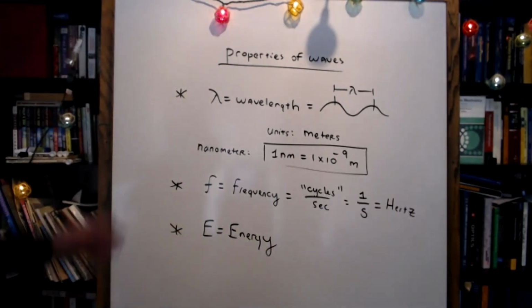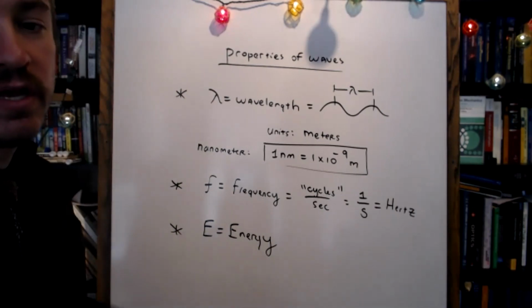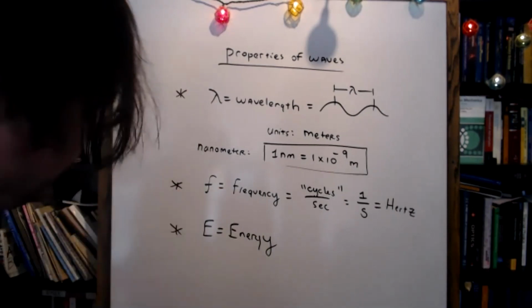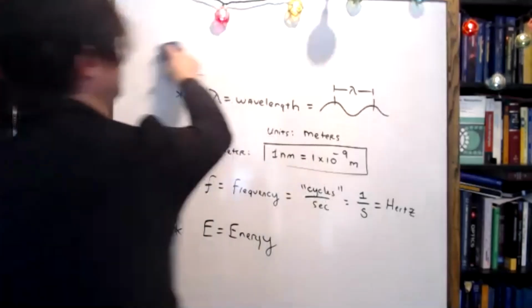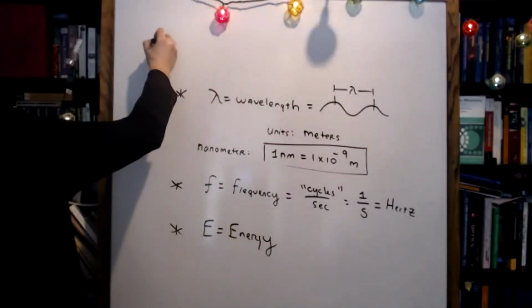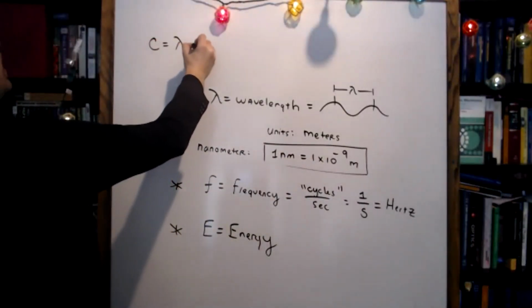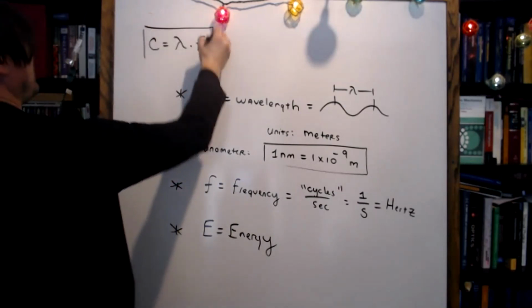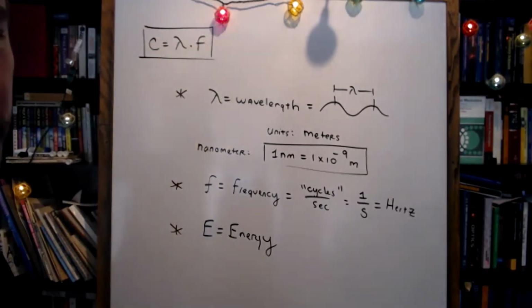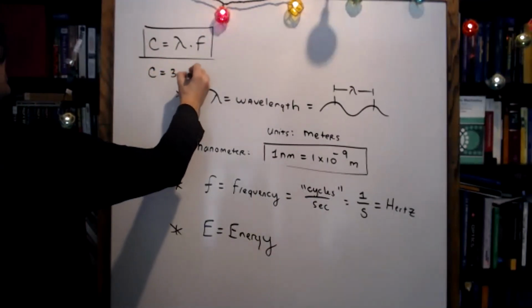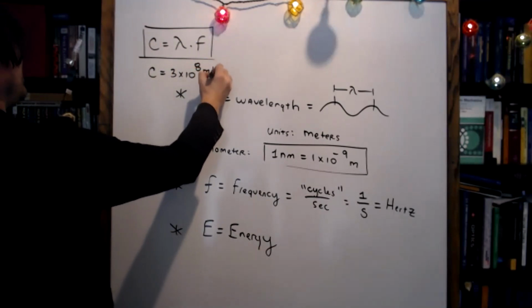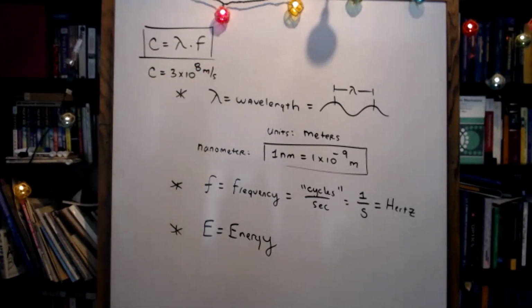At least 3 of your homework problems today are going to be based on these properties of waves. These 3 properties are related to each other by crucial formulas, which I'll smush up here. One is that the speed of light is its wavelength times its frequency, where c, the speed of light, has a fixed value of 3 times 10 to the 8 meters per second.